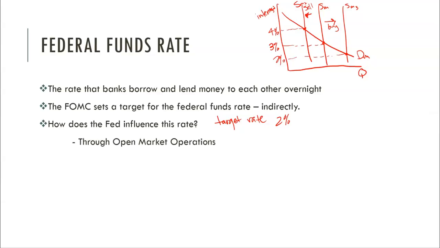So they do this through open market operations. They buy and sell assets, most of which are government bonds, so government debt, or mortgage debt that they purchased from banks.